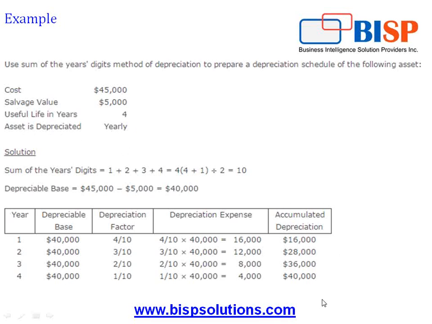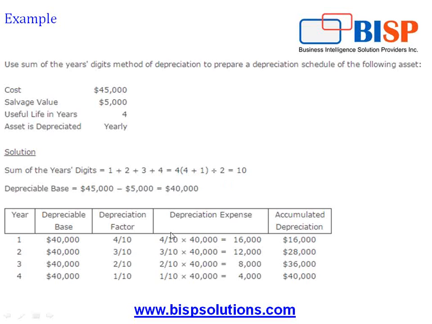So I made a tabular view to make it easy to understand. We are calculating depreciation for the first 4 years. The depreciable base value is identified by reducing the salvage value from the initial cost, which is 40,000. The depreciable factor is the sum of year digits. So how do you calculate it? 4 plus 3 plus 2 plus 1. Alternatively, you can use n times n plus 1 divided by 2.